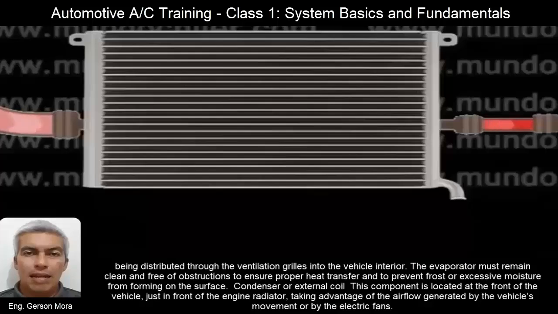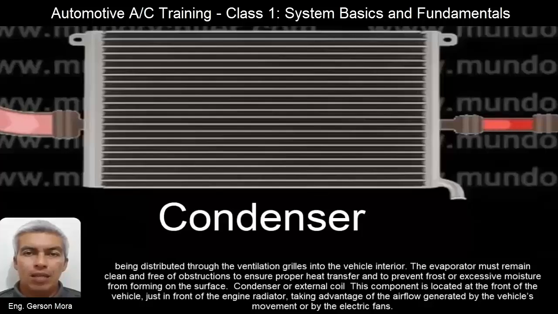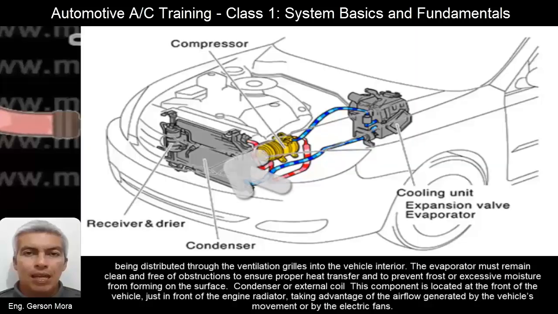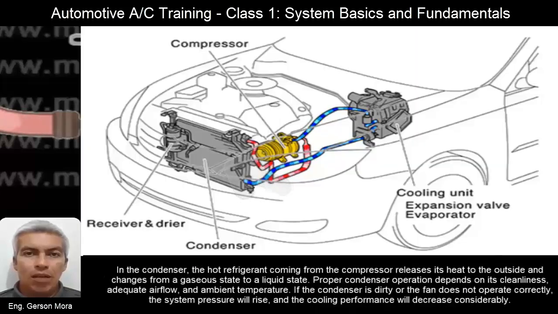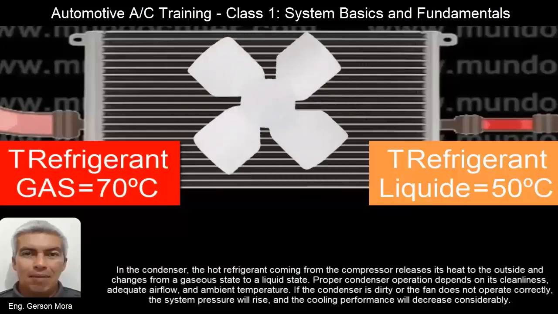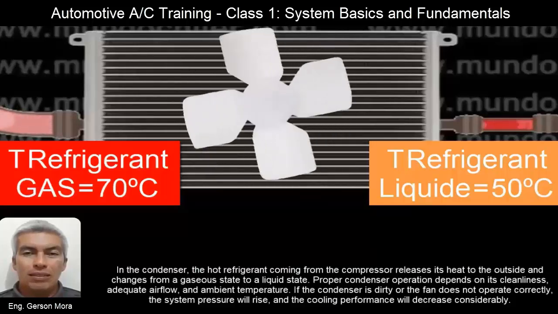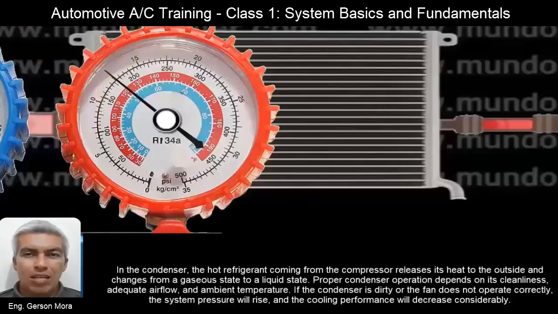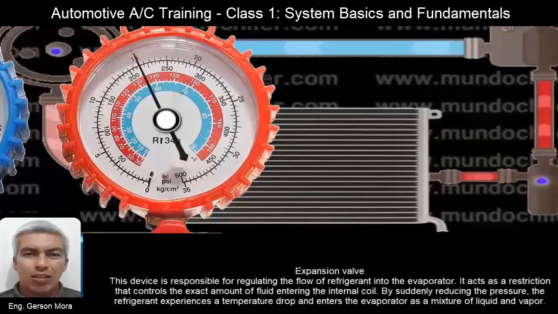Condenser or external coil. This component is located at the front of the vehicle, just in front of the engine radiator, taking advantage of the airflow generated by the vehicle's movement or by the electric fans. In the condenser, the hot refrigerant coming from the compressor releases its heat to the outside and changes from a gaseous state to a liquid state. Proper condenser operation depends on its cleanliness, adequate airflow, and ambient temperature. If the condenser is dirty or the fan does not operate correctly, the system pressure will rise and the cooling performance will decrease considerably.